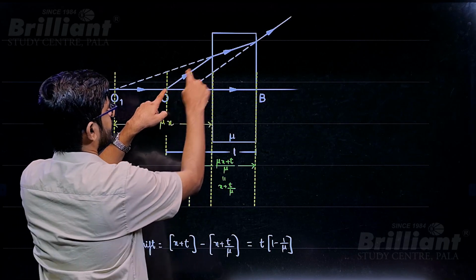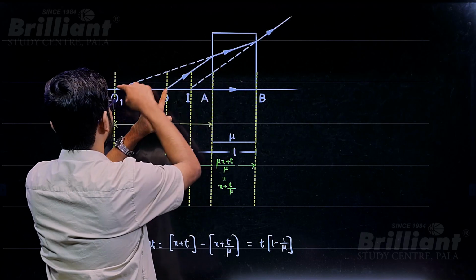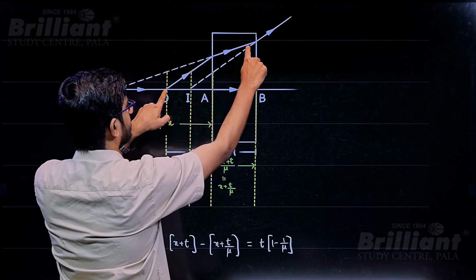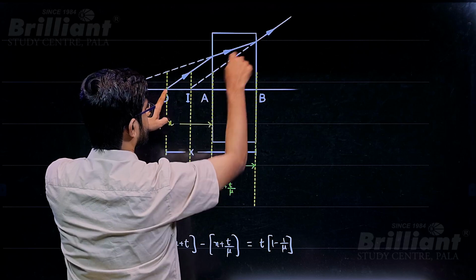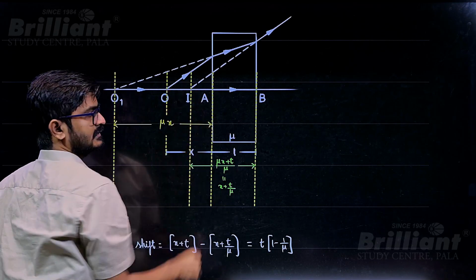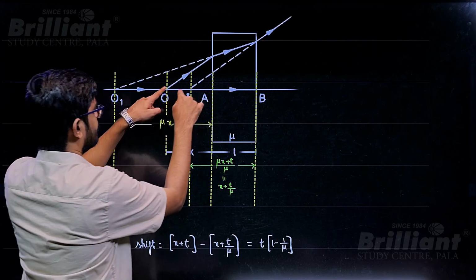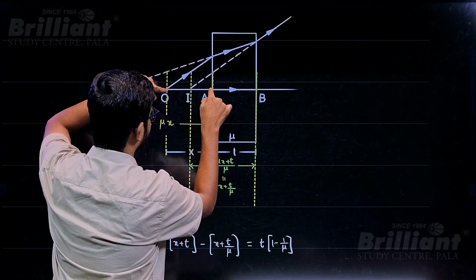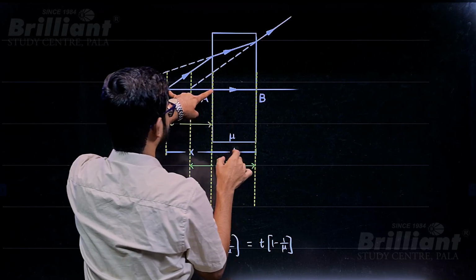So there is refraction happening here. So one image is getting formed here. Now that will act as the object for this refraction, and the image is getting formed here. So we need to see what is this distance, what is the shift, right? So they have given this distance is x.